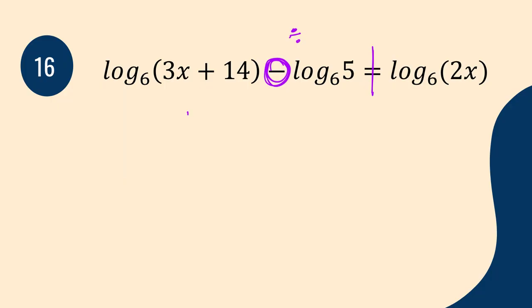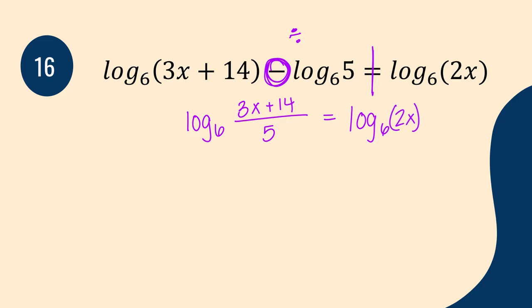So I'm going to have log base 6 of (3x plus 14) over 5. Keep in mind the first one is going to go on the top, as your numerator, and then the second one is going to be your denominator. And I'm going to set it equal to log base 6 of 2x. Now looking at it, now I have my one-to-one property. Now I can go ahead and cancel out those log base 6's. And I have (3x plus 14) over 5 equals 2x.